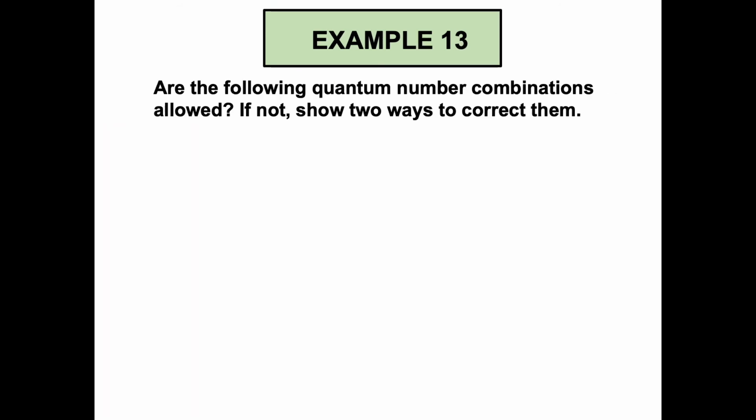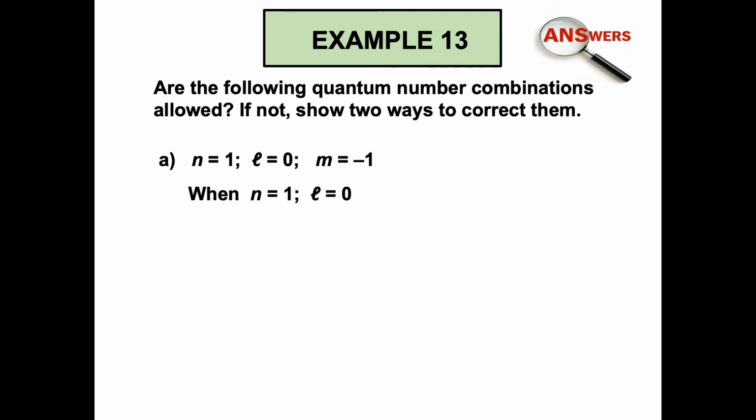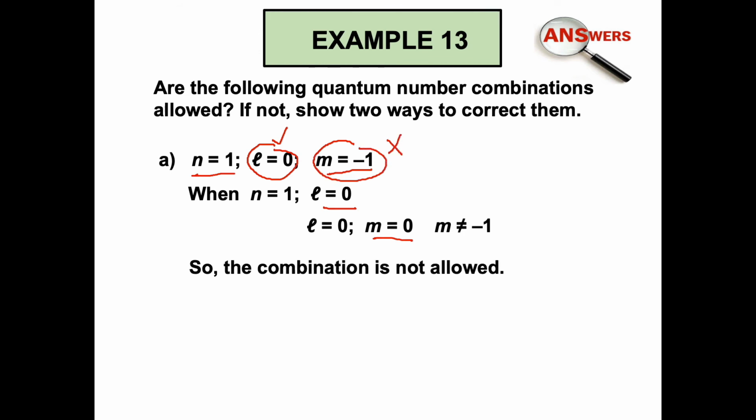Example 13. The question asks whether the following quantum number combinations are allowed or not. If not, you have to show 2 ways to correct them. So let's see the first part of this example. For part A, the combination given is n equal to 1, L equal to 0, and m equal to -1. In order to check whether this is allowed or not, you have to try and work it out first. When n is equal to 1, you know that L must be equal to 0. So the given value L equal to 0 is correct. Let's check the given value for m. When L is equal to 0, m must also be equal to 0. So the given value of m equal to -1 is incorrect. Therefore, the combination is not allowed.